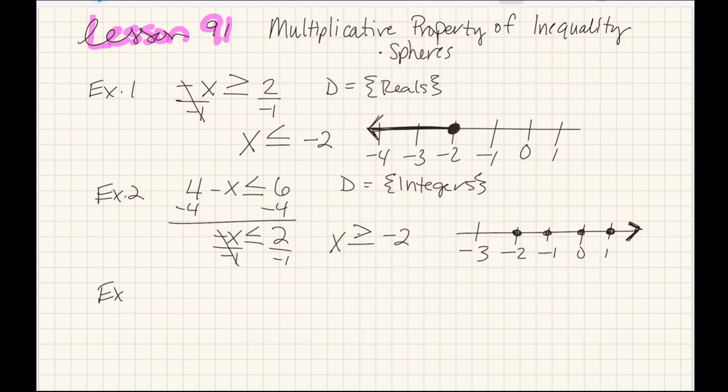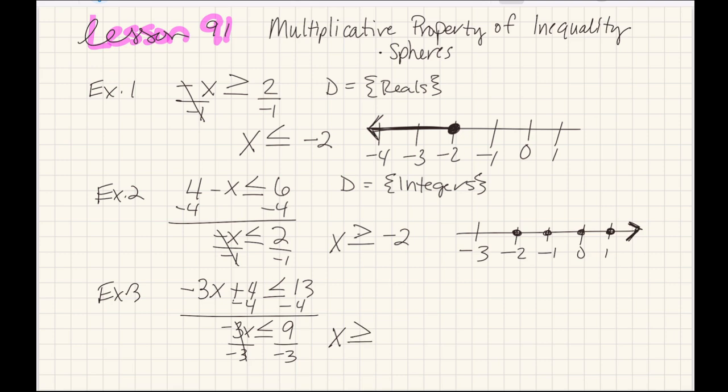Okay, example number 3, last example for this. I'm going to graph negative 3x plus 4 is less than or equal to 13. So I'm going to subtract 4 from both sides, and I get negative 3x is less than or equal to 9. Divide by negative 3, and I get that x is greater than or equal to negative 3, because remember, I'm flipping that sign.